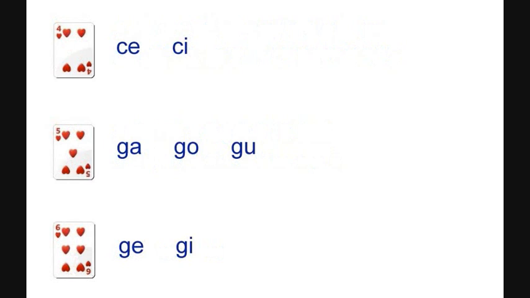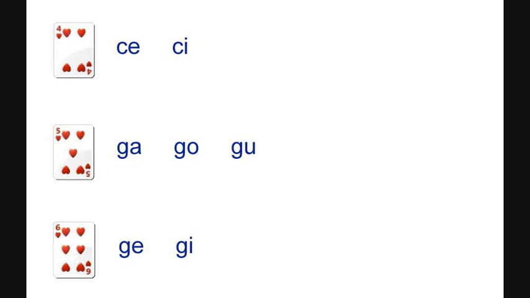If the letter C is followed by the letters E or I, it sounds like S. Look at the four of hearts. The sounds are Se, Si. In a word, the letter G, if followed by the letters A, O or U, sounds like G. Look at the five of hearts. The sounds are Ga, Go, Ga.